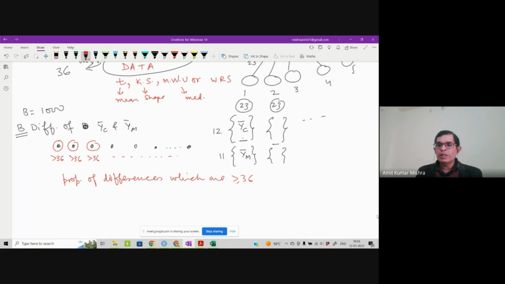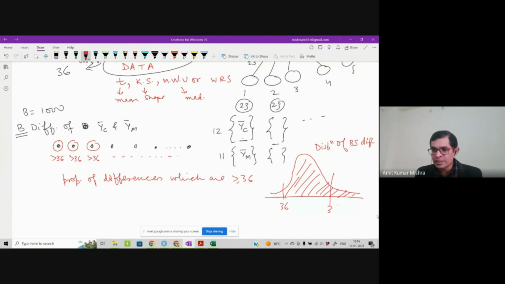So what will this proportion give you? If you understand the idea, if the distribution of bootstrap differences is this, and if your 36 lies here, you should get a large proportion. If your 36 lies here, you must get a low proportion. That means actually you are finding the p-value, without anything else, just by finding the proportion from the bootstrap samples.